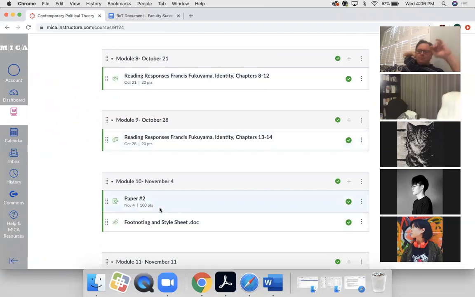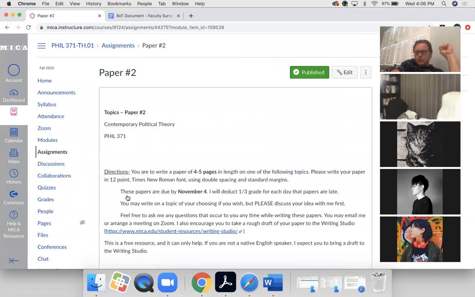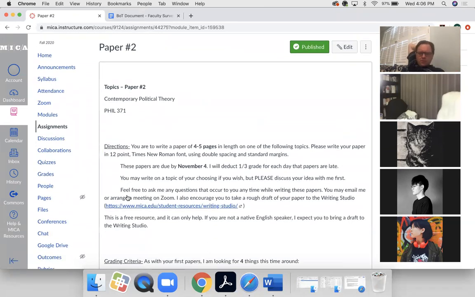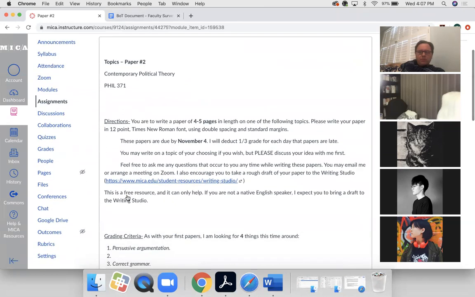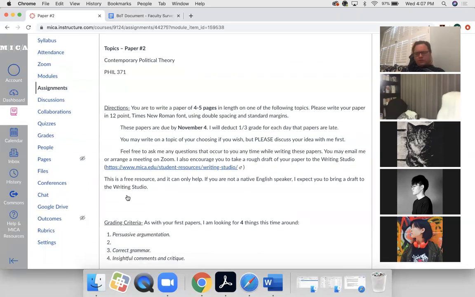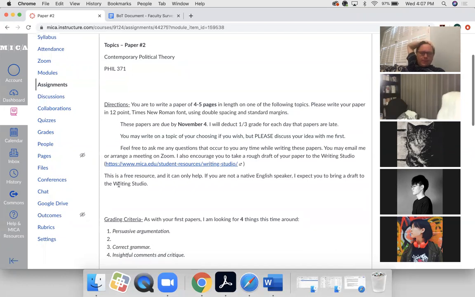Okay. What I wanted to show you all is that I have posted the next paper topics and directions to Canvas. And they are largely the same directions. I'm looking for 4 to 5 pages in length, with standard formatting. They're due on November 4th. I will deduct a third of a grade for each day they're late. By the way, you have till the end of the day on the 4th, so the whole day.